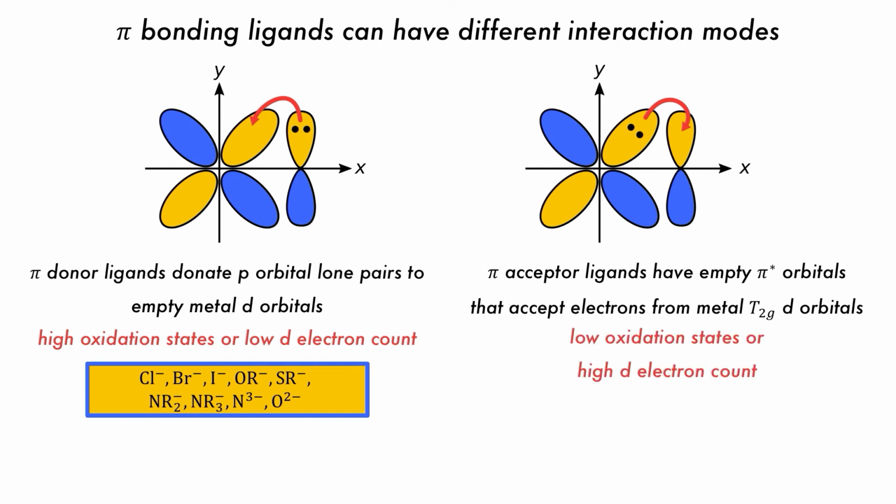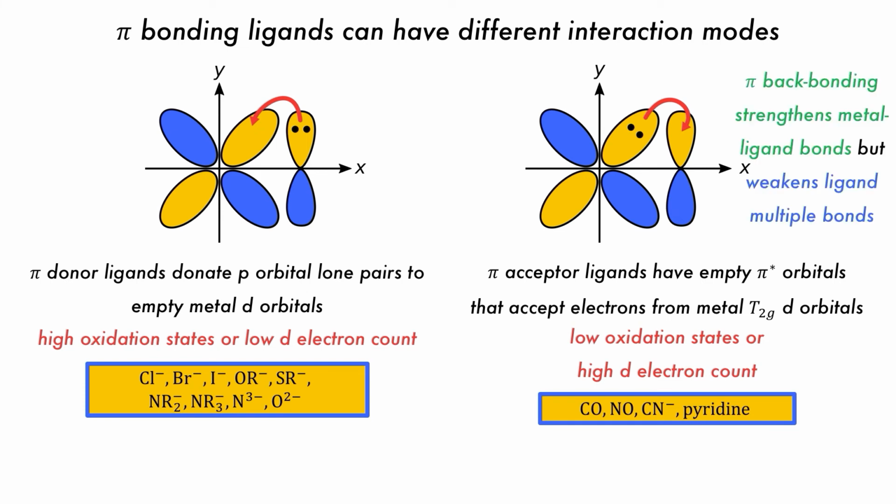Pi acceptor bonding is more effective for metals with many d electrons or a low oxidation state. Some examples include carbon monoxide, nitric oxide, and cyanide. Pi ligand metal acceptor bonding is commonly called pi back bonding and strengthens the ligand metal bonds because it reduces electron density on the metal. It also causes a weakening of any ligand multiple bonds such as the CO triple bond in carbon monoxide. This change can be monitored in the IR.